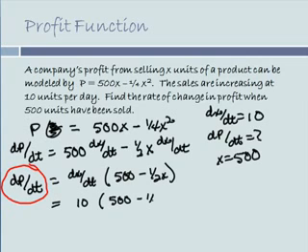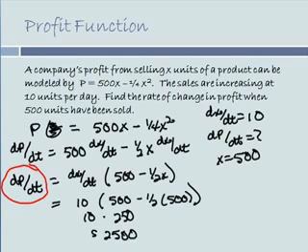So minus 1/2 times 500. Half of 500 is 250. 500 minus 250 is 250, times 10 is 2,500. So that would represent the change in our profit. And the time was per day, so we're increasing our profit at $2,500 per day.